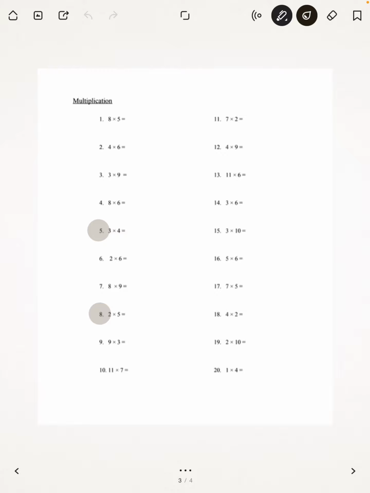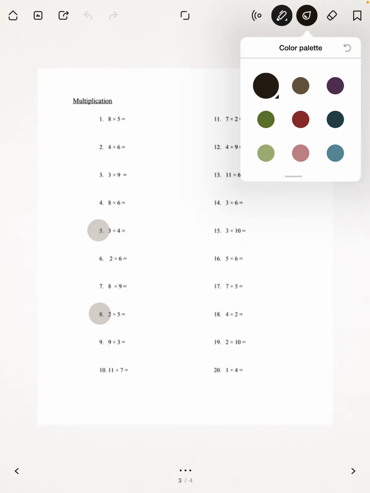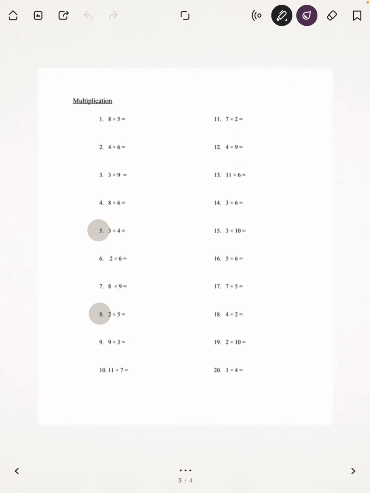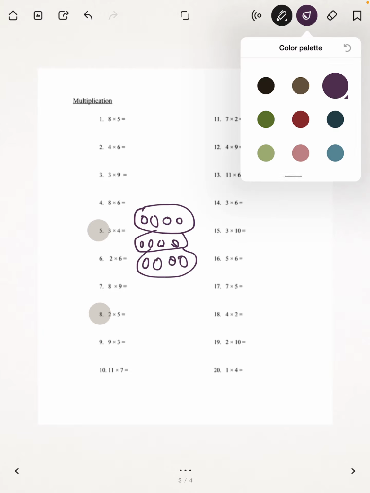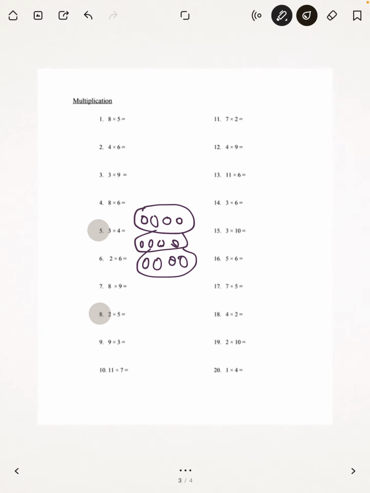The next topic is multiplication. So I'm going to be drawing the number of sets for each problem. 3 times 4. I'm going to be drawing 3 sets of 4. 1, 2, 3, 4. That's one set. 1, 2, 3, 4. That's another set. And one last set. 1, 2, 3, 4. And then we're just going to be counting how many circles. 1, 2, 3, 4, 5, 6, 7, 8, 9, 10, 11, 12. So the answer is going to be 12.